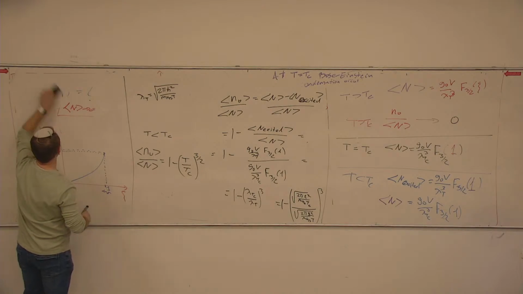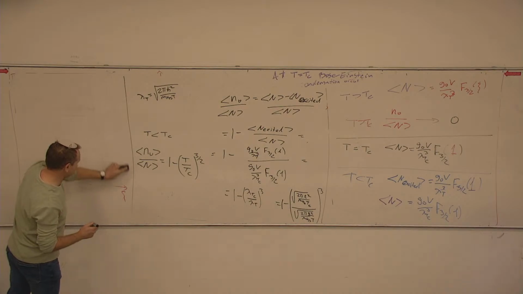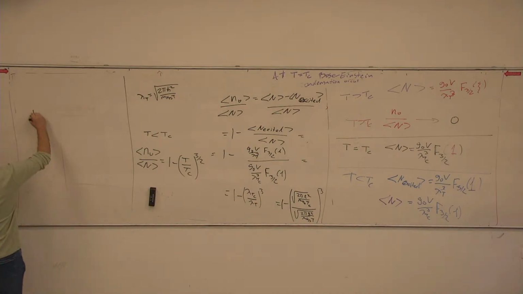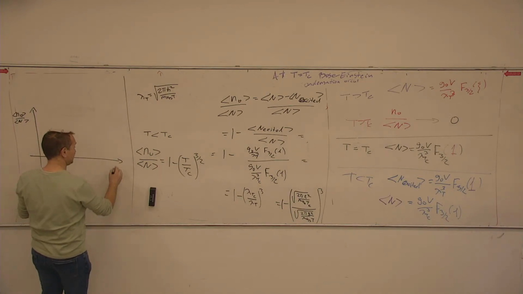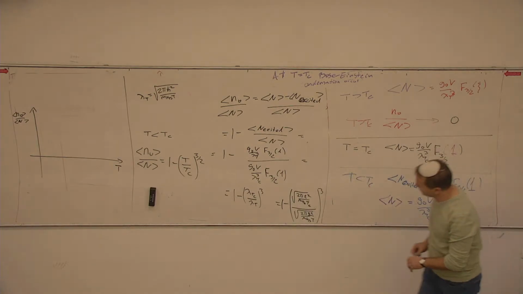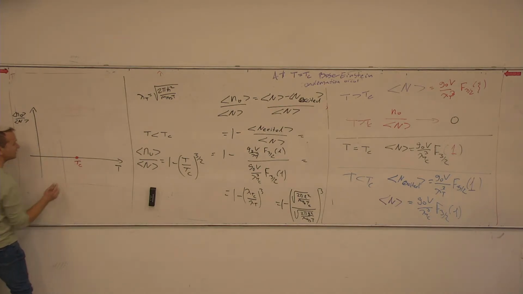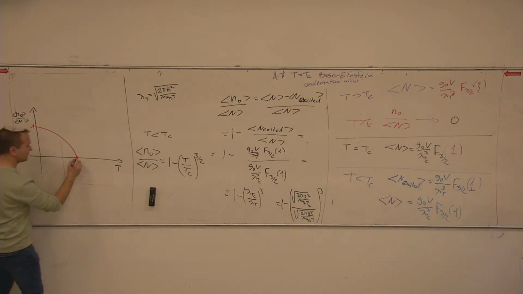And this is a neat result. This is what we obtain as follows. This is n0 average divided by n. This is temperature. This is Tc. And this is 1, and this is 0.